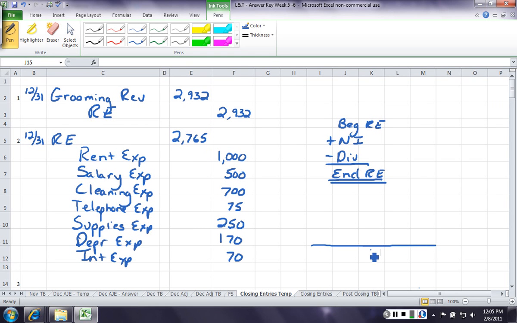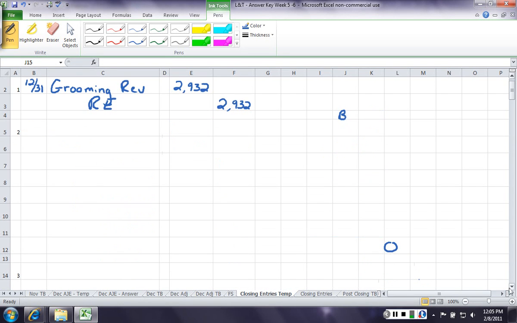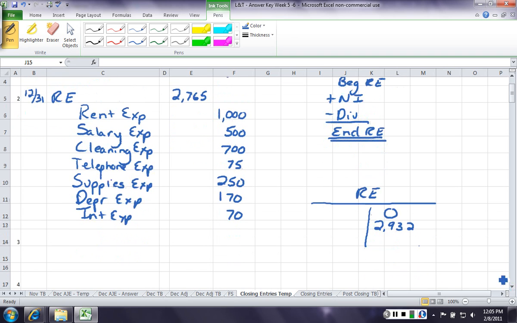So look at what we have in retained earnings so far. We started with a 0 balance. We added our revenues. We subtracted our expenses. And we're going to go on to the final step because remember, this is the 3-step process.